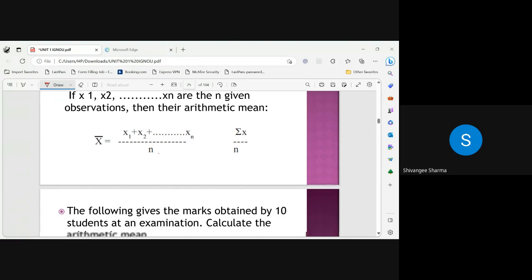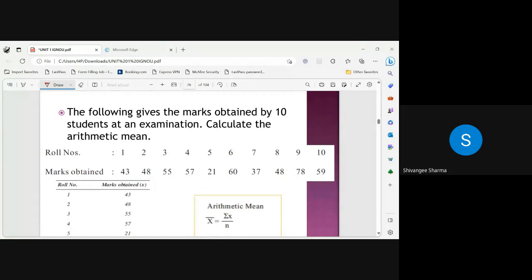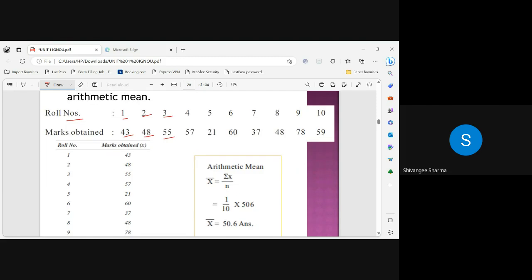So let's take an example for this. Suppose there are 10 students and the roll numbers of those 10 students are given to you. The first student has got 43 marks, the second student has got 48 marks, third student has got 55 marks, and you want to identify whether this class belongs to first class category or not. Okay, then what will you do? You take the average. So when you want to take the average, this is the formula being used: X bar equals summation of X divided by N.